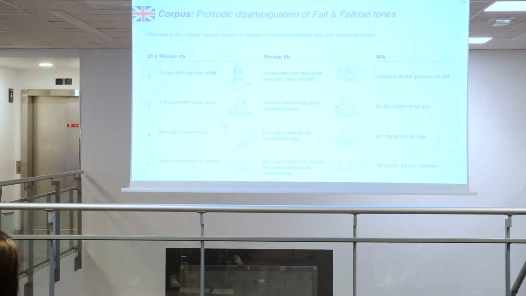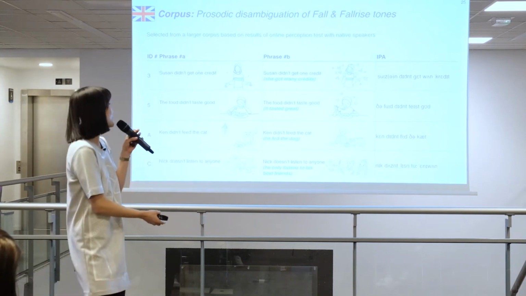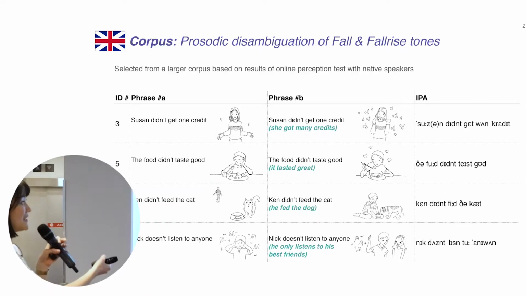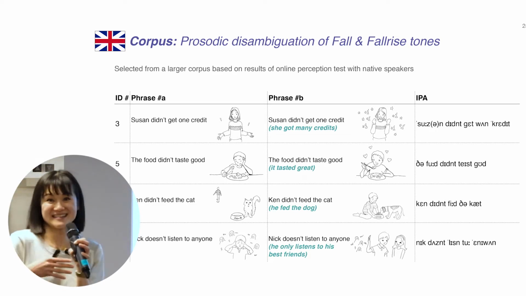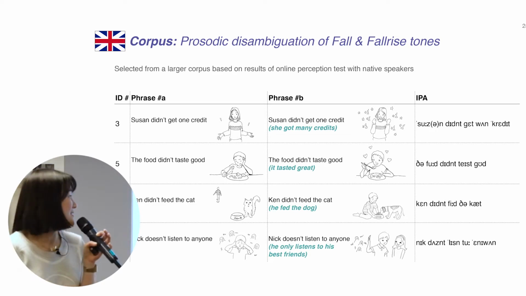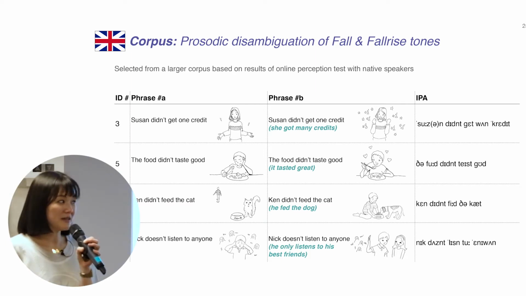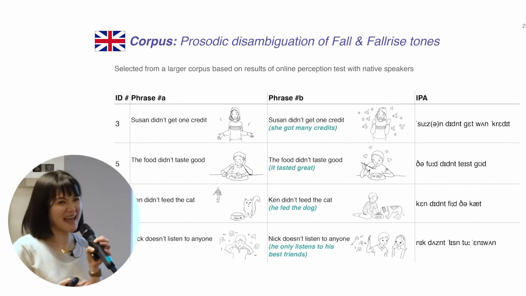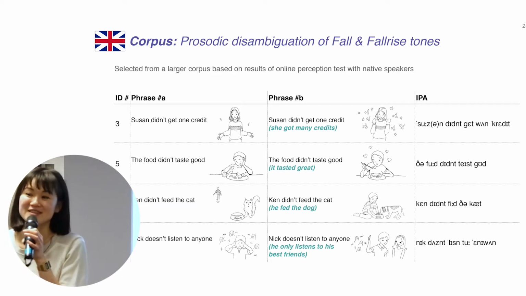So for this study, we picked a whole corpus of phrases like this. So you have Susan didn't get one credit, she didn't get any credits, versus Susan didn't get one credit, which means she got lots of credits. Or Ken didn't feed the cat. He didn't feed the cat, but when you say it like Ken didn't feed the cat, it meant that he fed something, but not the cat, maybe the dog.